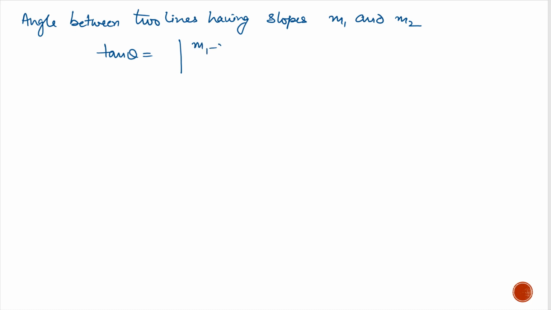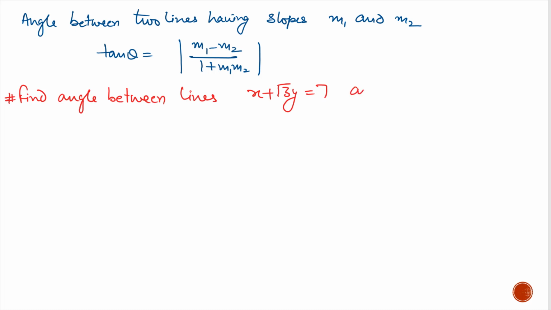If we want to find out angle between two given lines, we can calculate angle using the formula with the help of the slopes of the two lines, where slopes are m1 and m2, and angle between them is tan theta equals mod of (m1 minus m2) divided by (1 plus m1 m2). For example, if we want to find angle between lines x plus root 3y equal to 7 and root 3x minus y equals 11.